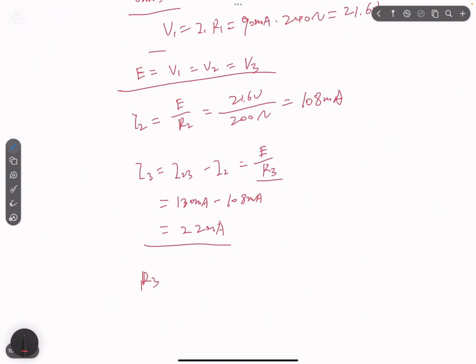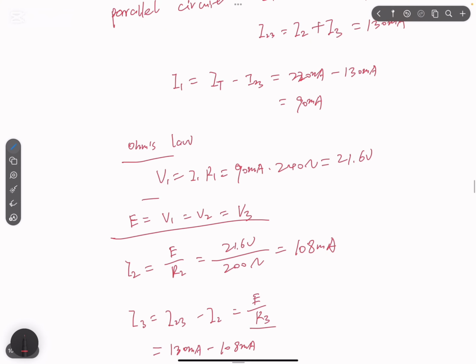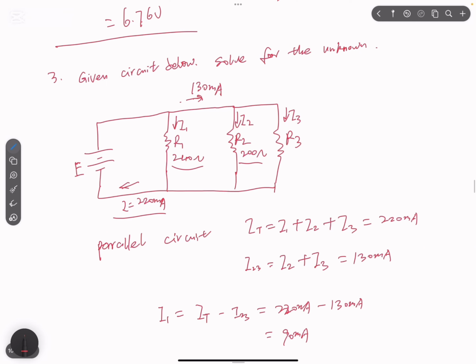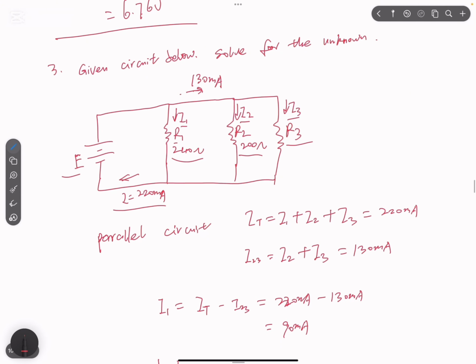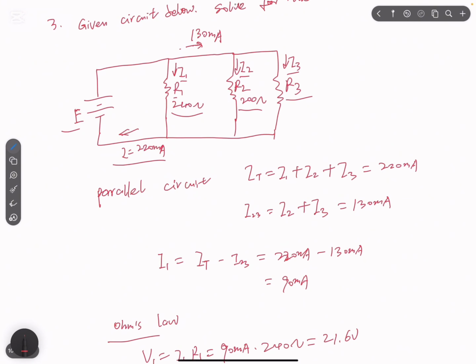Then we can find R3 by using Ohm's law. So R3 equals E divided by I3. That would be 21.6 volts divided by 22 milliamps. That will give us 981.8 ohms. So till now we found all the elements here. We found I1, I2, I3. We have R2, R1. We found R3. We also found E. So that's every element for this circuit.